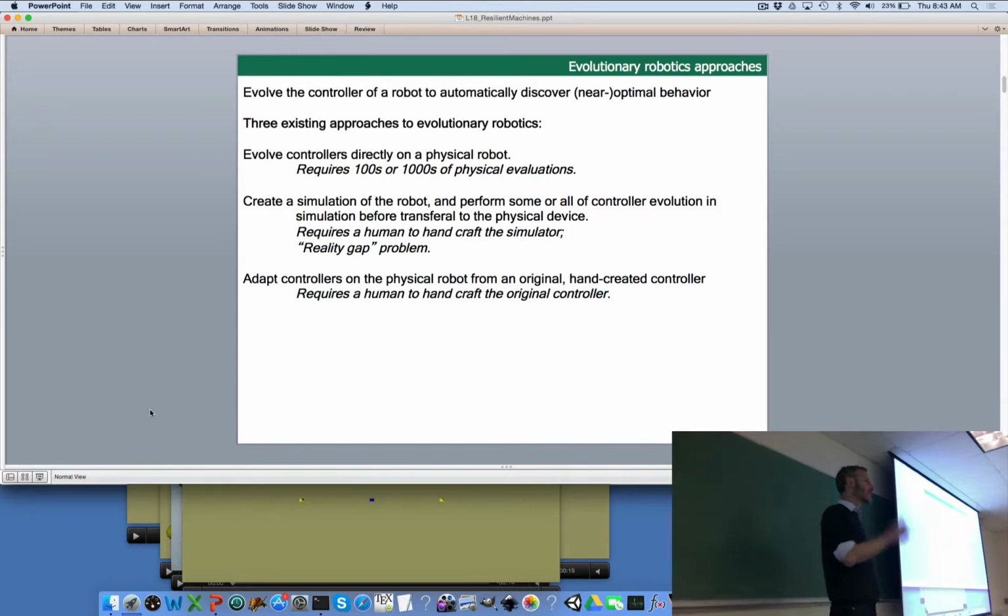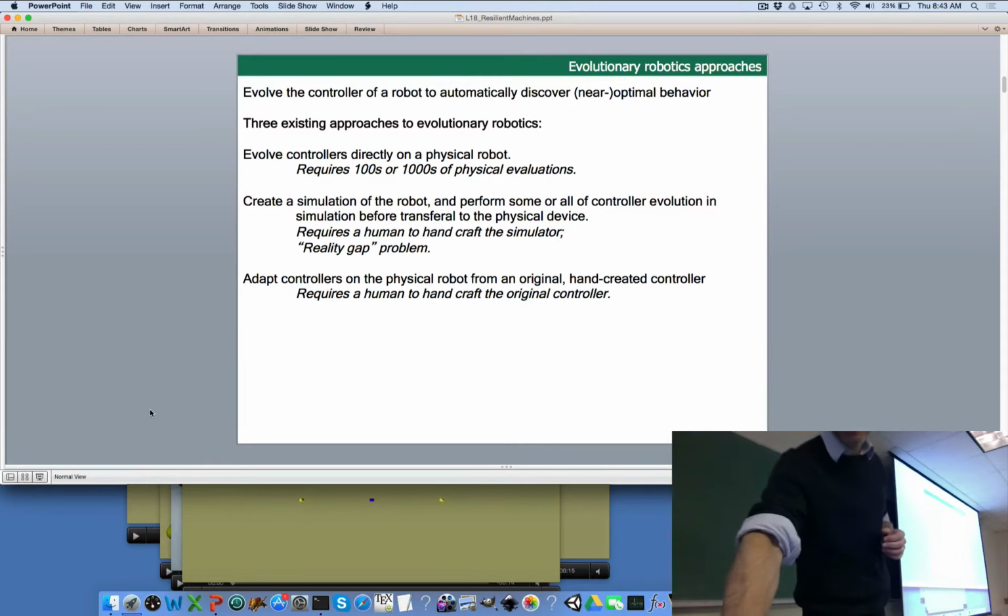And if you remember back to lecture 5, our discussion about artificial neural networks, they're exceedingly non-intuitive and they're very hard to design by hand. Right? So these are the 3 major approaches to evolutionary robotics. Each of them has a major issue that needs to be dealt with.